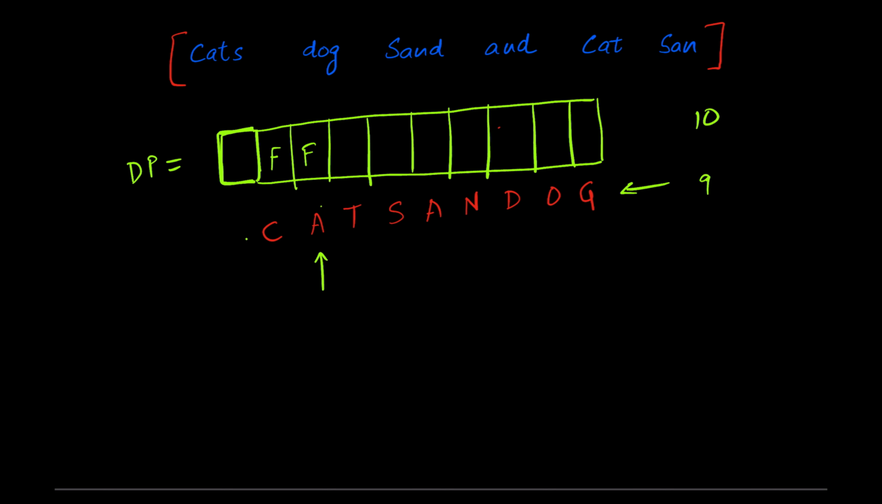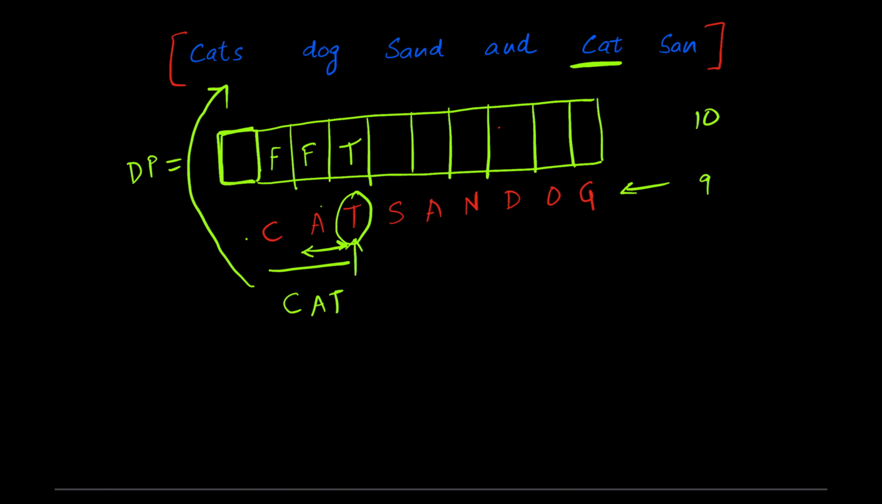So we'll say false in the DP array. Moving on to the next element, which is T. T does not exist by itself in the dictionary. Now we'll try to combine it with the one character before, which is AT. Does AT exist in the dictionary? No, it does not. So we'll extend the range to include C as well. So the word is cat, which exists in the dictionary. So we'll place true in the DP array for that position.